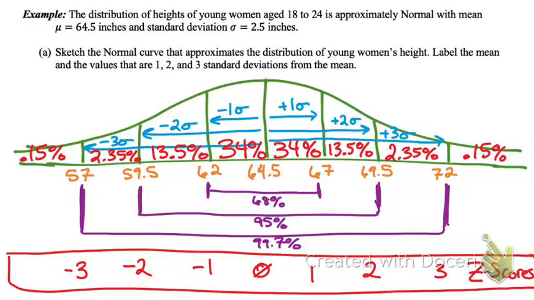If somebody is at the mean, what percent of the data is less than they are? 50%. So what percentile are they at? The 50th percentile.